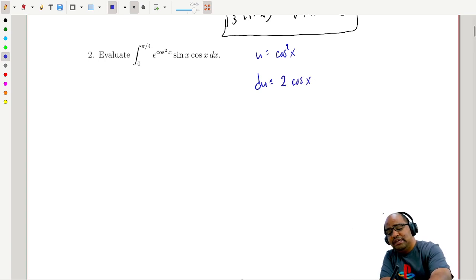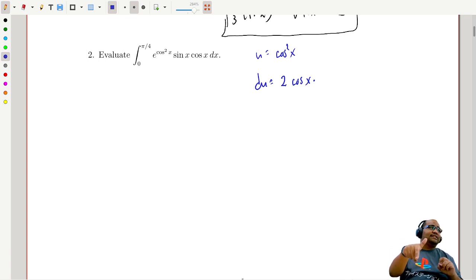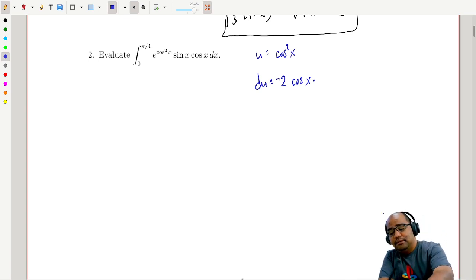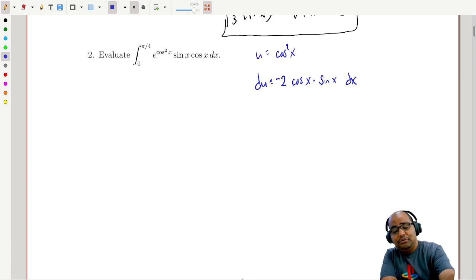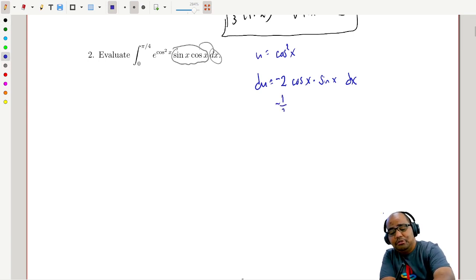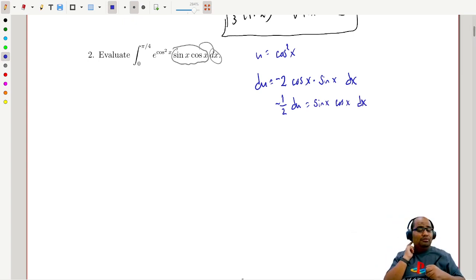So 2 cosine x times the derivative of the inside. And the derivative of cosine of x is negative sine of x. And then we have our dx there for our differential. Okay, well, think about our du earmuffs here. I have sine x, cosine x, got a dx there. I want to link those two together. So we play for the match. Minus 1/2 du equals sine x, cosine of x, dx. Jolly good, there we go.